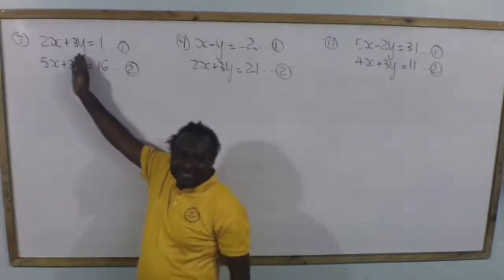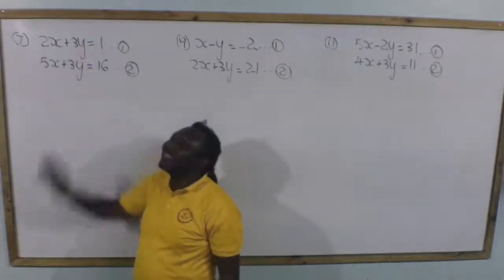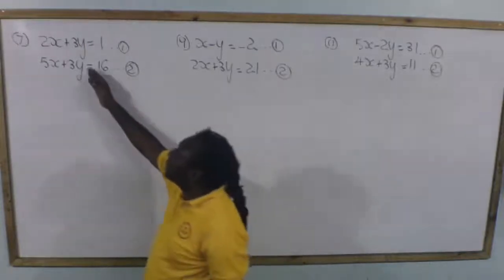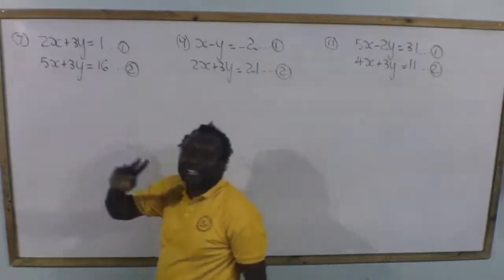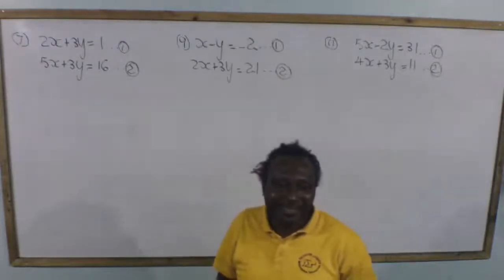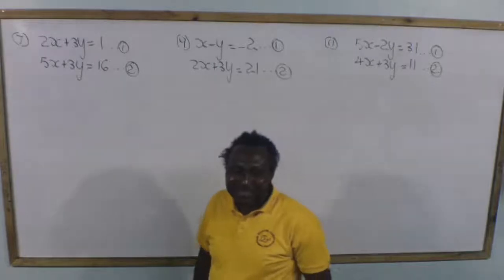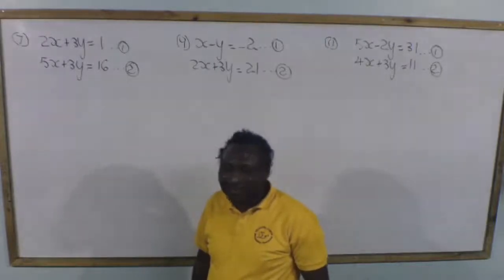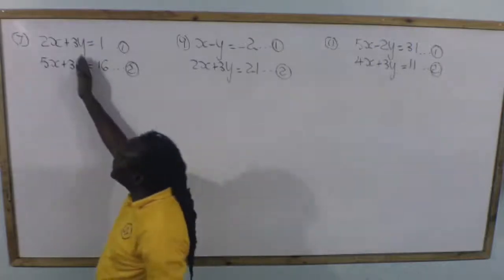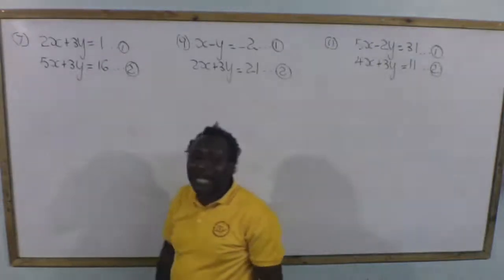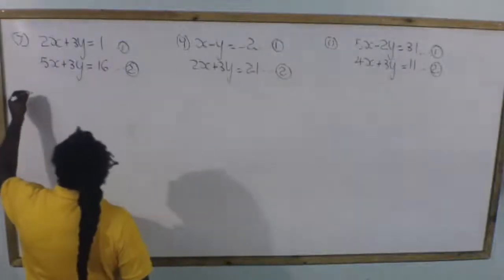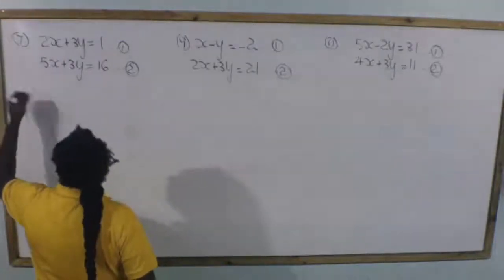You'll eliminate the x's? Okay, you will eliminate the y's, and the coefficients of the y's are exactly the same. So what do we do in order to eliminate the y's? Correct, so we will subtract, because they are exactly the same. If they were additive inverses, then we would add, but they are exactly the same, so we will subtract.